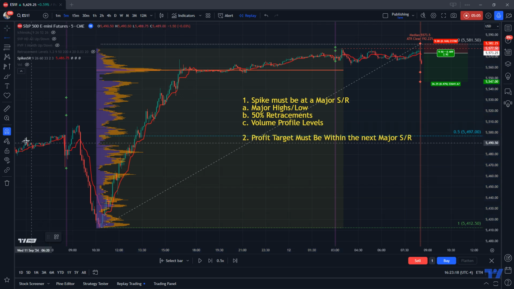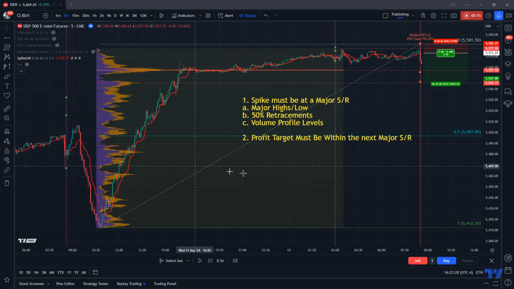Well, we have one support. The point of control is there at about 5557. And then the next one, which is closer to our 3-to-1, is the 5545.75. And so I'm going to make that a little bit further down like that. And then there's going to be our trade to take short.